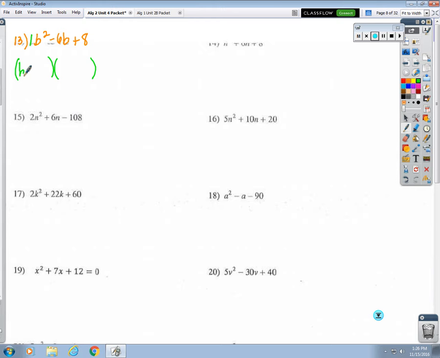Right, and we can go and put our b in each one. What numbers will do that? What about 4 and 2? Negative 4 and negative 2, right? Because to get a positive 8, your signs have to match. You either have to do a positive times a positive or a negative times a negative. But for them to add up to a negative, they both need to be negative. Okay, number 14. What does number 14 say?